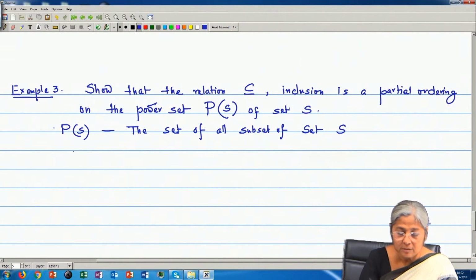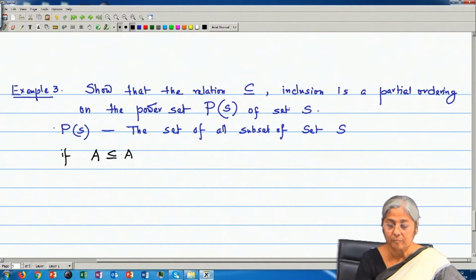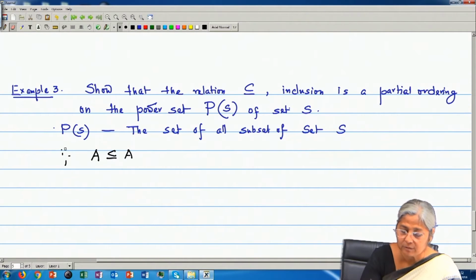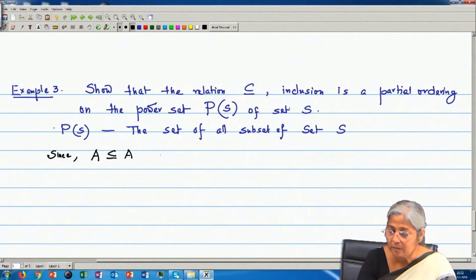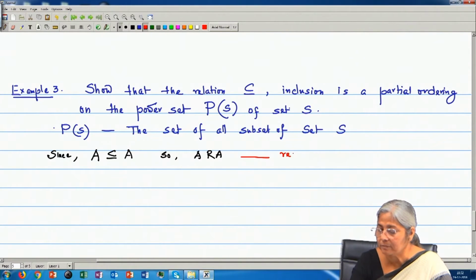Now, we consider a subset A. A is a subset of A; it is always true that A is a subset of A. So A R A holds, which tells that it is reflexive.